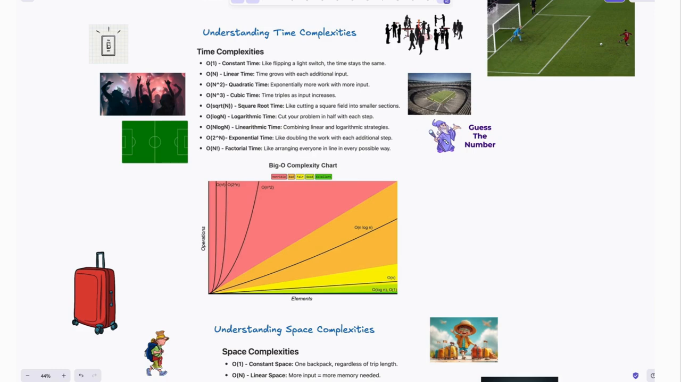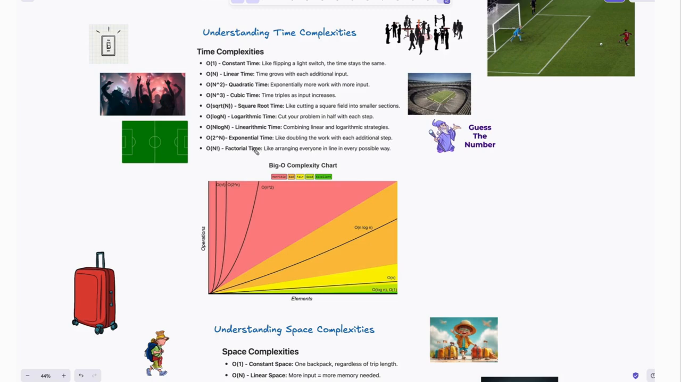Next is linearithmic time complexity. Let's say you're organizing a football tournament and you need to arrange the teams in the best possible order. Now you're combining two strategies, checking each team and then dividing and conquering to organize them. This is O of n log n time, where a combination of linear and logarithmic time complexity is used. This is commonly used in sorting algorithms like merge sort and quick sort.